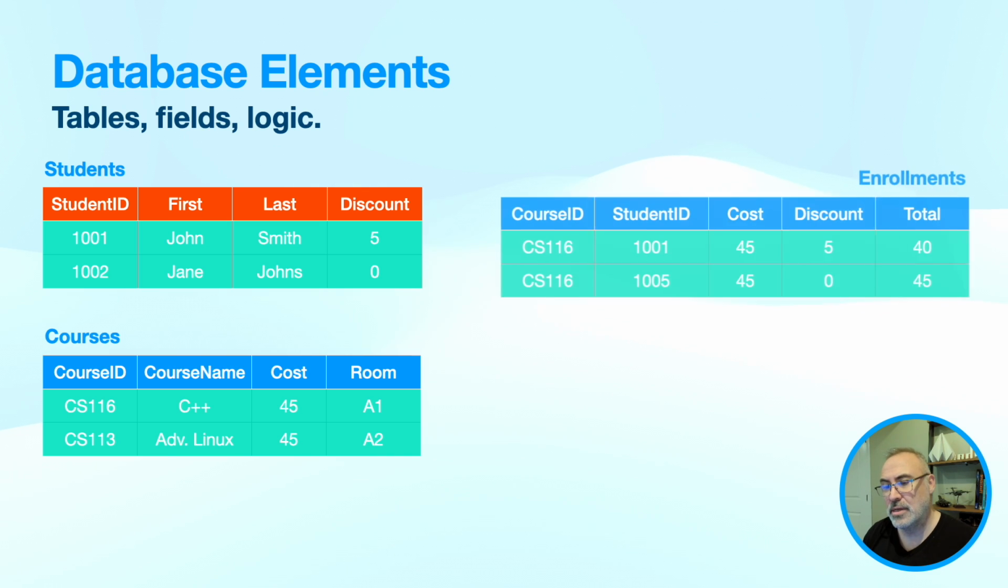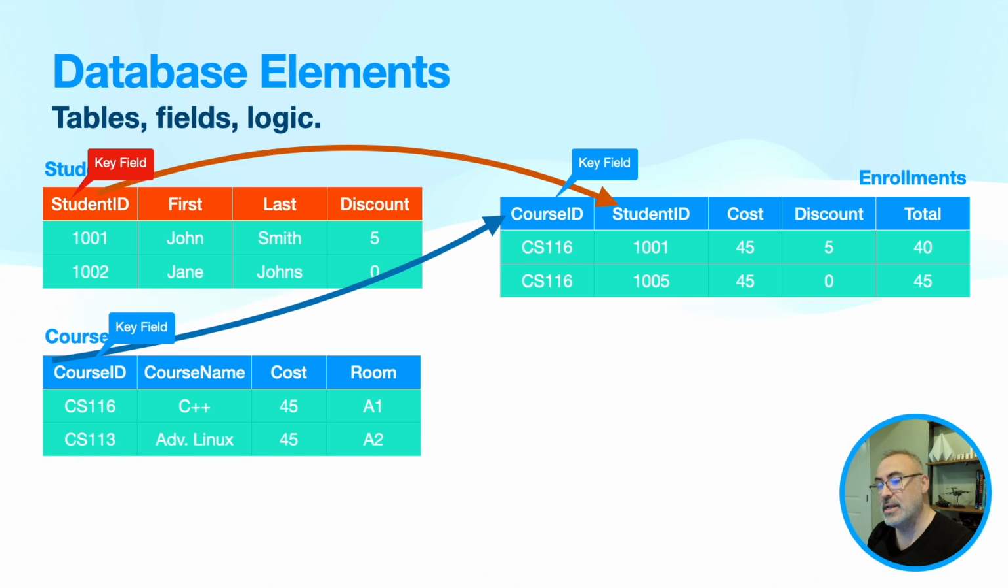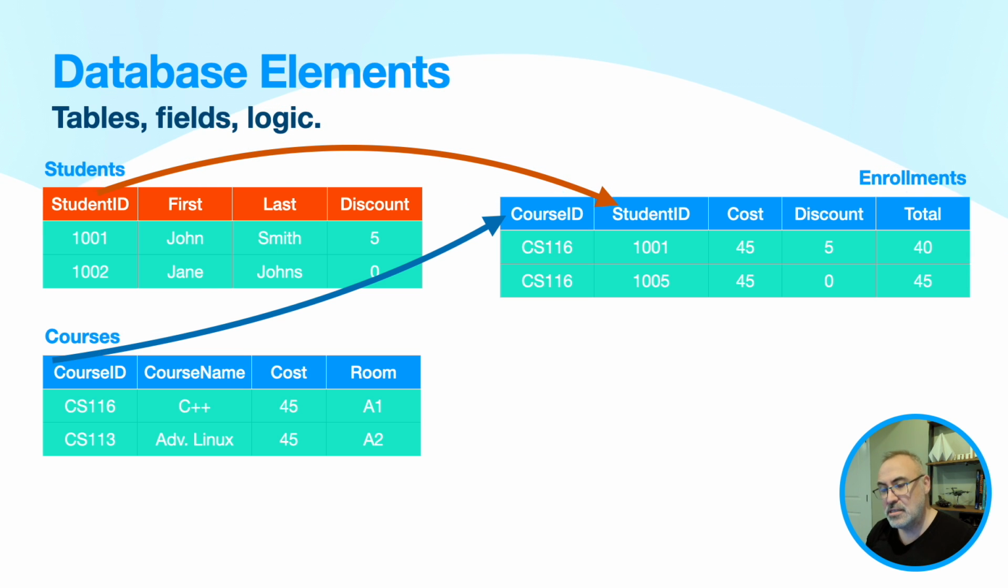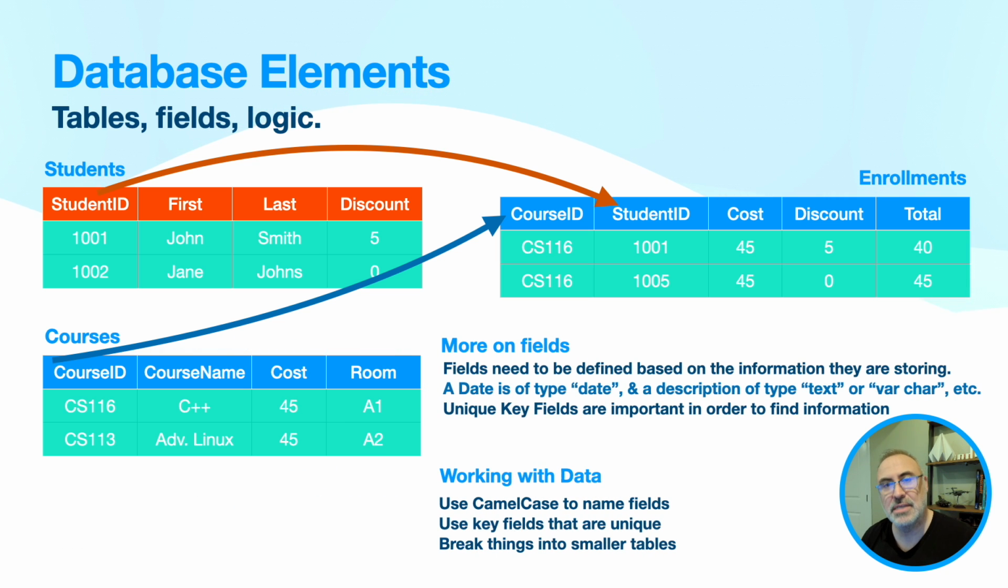The join table is related to each of the other tables by a key field. In this case, the student ID points to the student table and the course ID to the courses table. This join table allows you to answer questions like how many classes is student 1 taking, or how many students are enrolled in this class, or which students are enrolled.